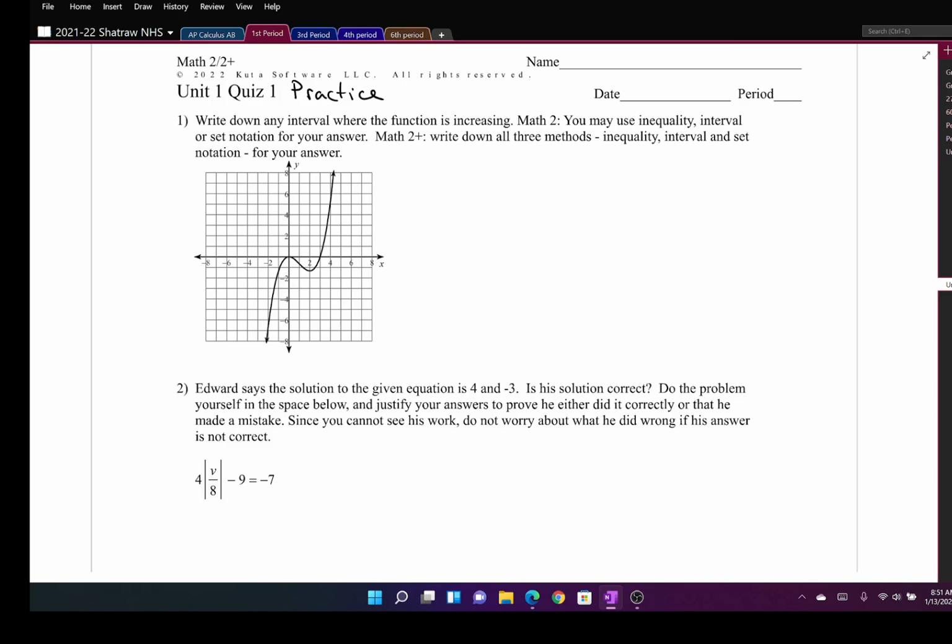But if you're in Math 2 Plus, I want you to write down all three answers: inequality, interval, and set notation. And by the way, if you're just in the regular Math 2 class, if you do all three, it will be worth extra credit.